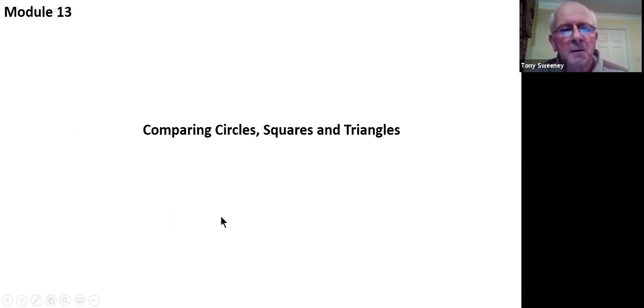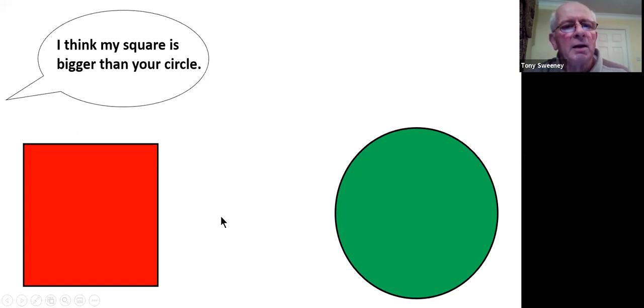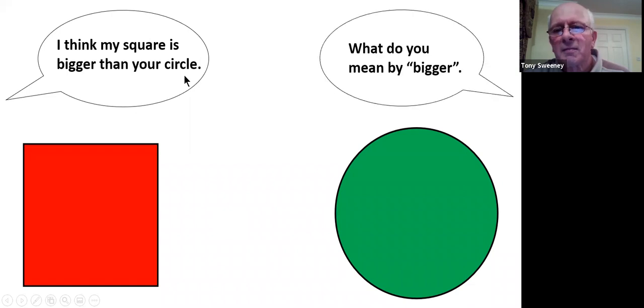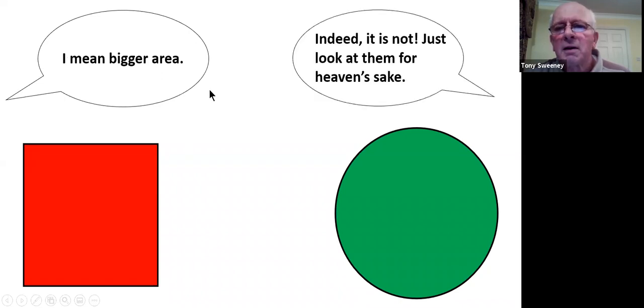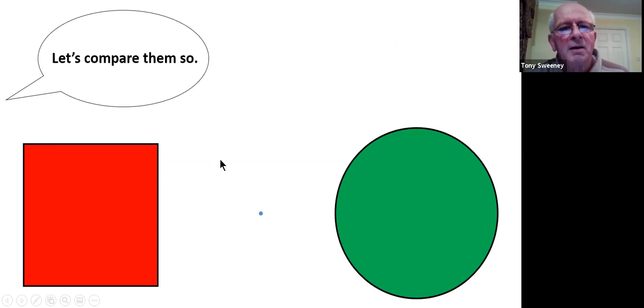Right. I think my square is bigger than your circle. What do you mean by bigger? I mean bigger area. Look, indeed it is not. Just look at them, for heaven's sake. Let's compare them so.